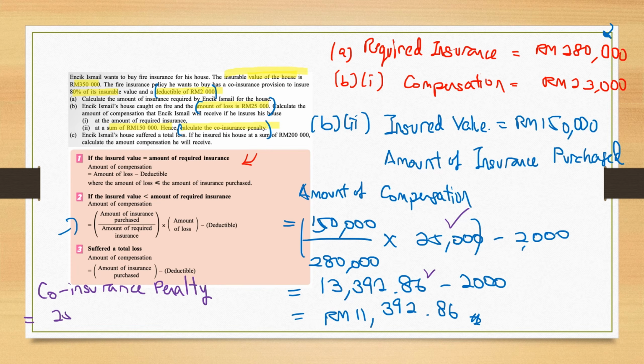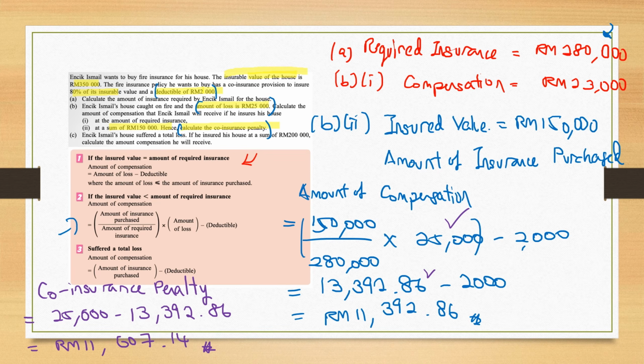So 25,000 minus 13,392.86. Finally, the final answer for our co-insurance penalty will be 11,607 ringgit and 14 cents. Okay, so there you go. We have finally found the answer as per B2.